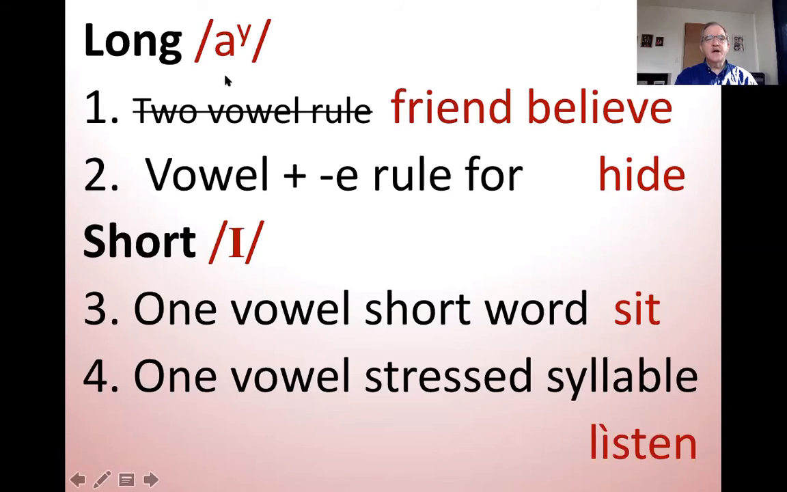Now, the long I doesn't work very well. For example, the two vowel rule doesn't work very well, for example, friend and believe. They just don't work well for the two vowel rule for I. The two vowel rule works really well with a lot of vowels, but not with the I.